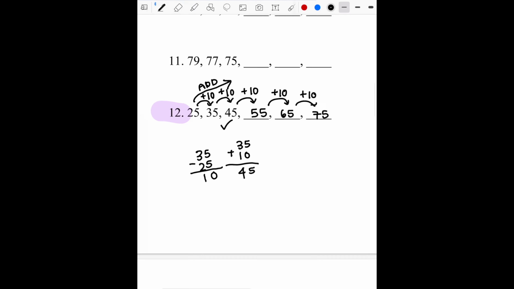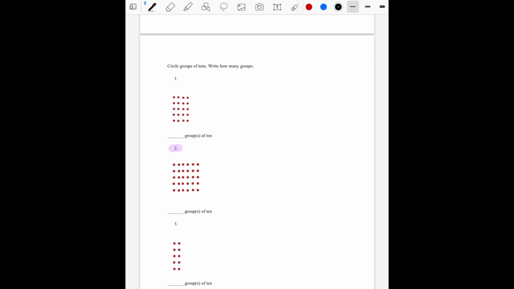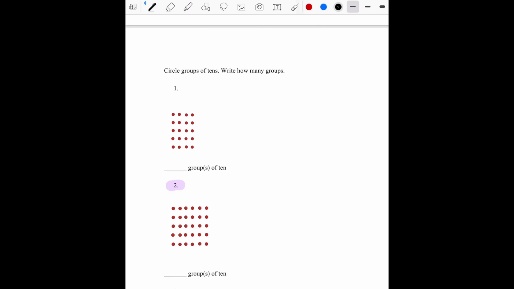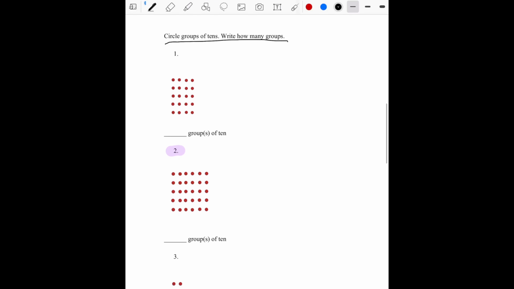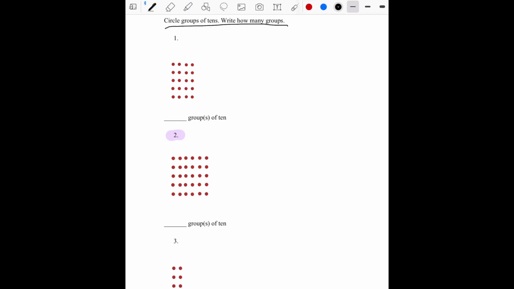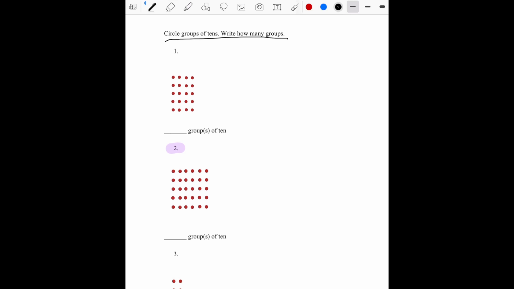Yay, you guys did it. Awesome job. Next up, we have to circle groups of tens and write down how many groups there are in the question. So let's start off with number 2. Since we have to circle groups of 10, we are counting by tens. So this is 1, 2, 3, 4, 5, 6, 7, 8, 9, 10. Okay, so we can circle that because that is one group of 10.